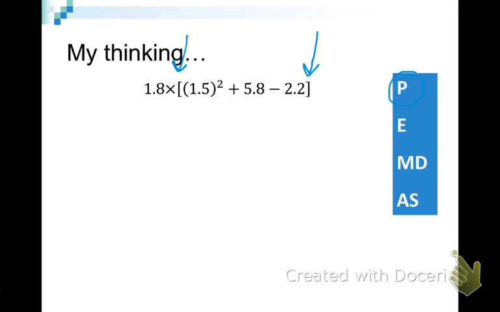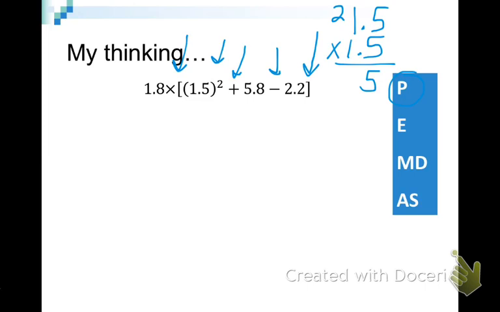I see an exponent, adding, and subtracting. So within those three items, I know the exponents come first. So I have to do 1.5 squared, which would be 1.5 times 1.5. And as I do that, 5 times 5 is 25. 5 times 1 is 5 plus 2 is 7. Placeholder 0. 5 times 1 is 5, and 1 times 1 is 1.